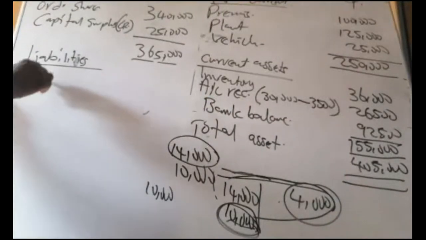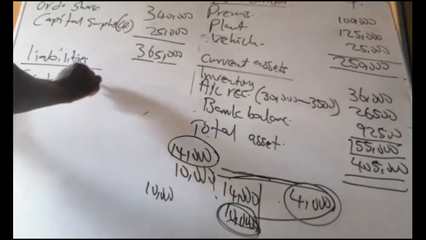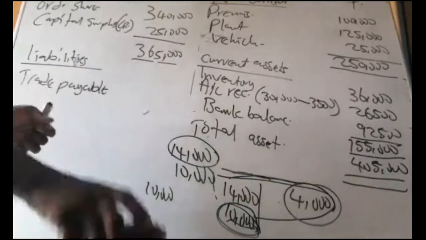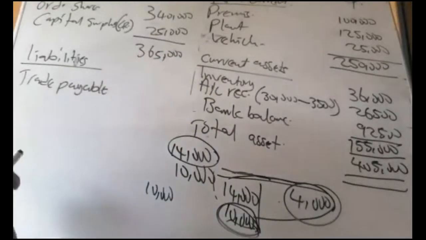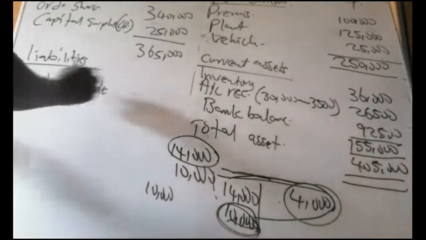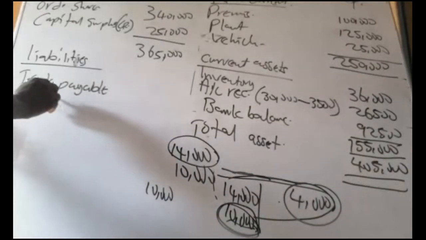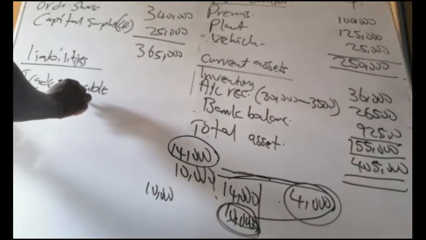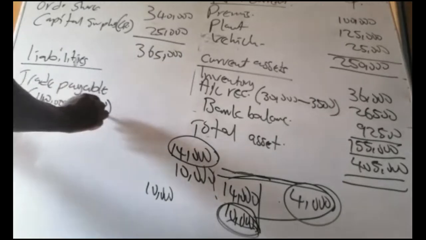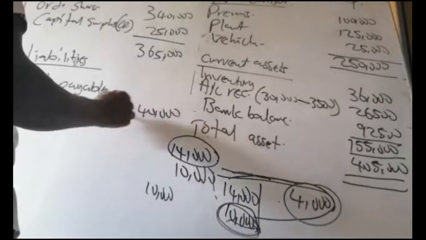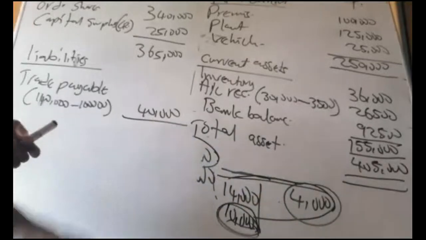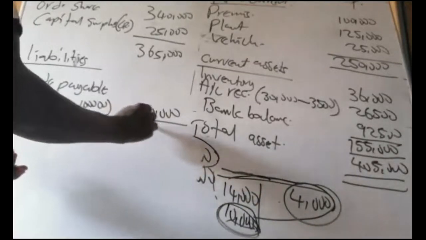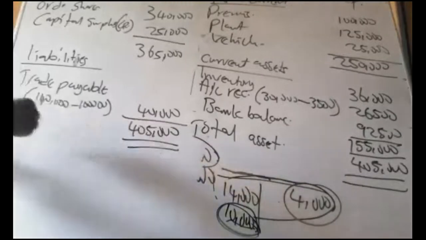We have the trade payable. Now, the trade payable, they paid 100,000 out of what? The 140,000. So left with 40,000, right? Good. So it should be 140,000 minus 100,000. That will give us 40,000. So putting it together, we have a total equity and liabilities of what? 405,000.